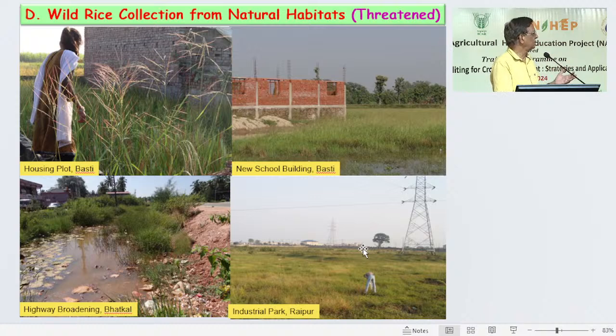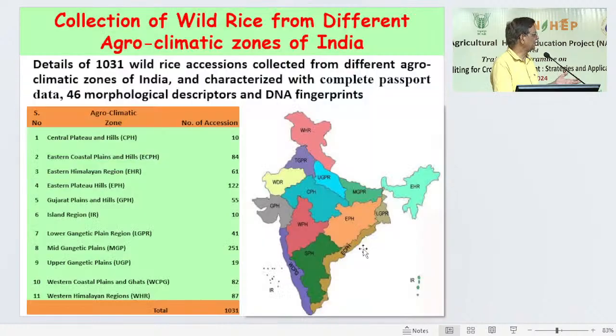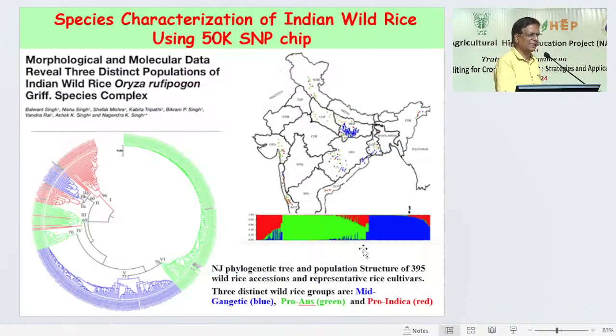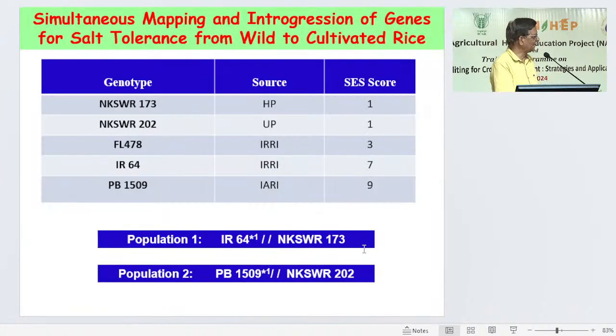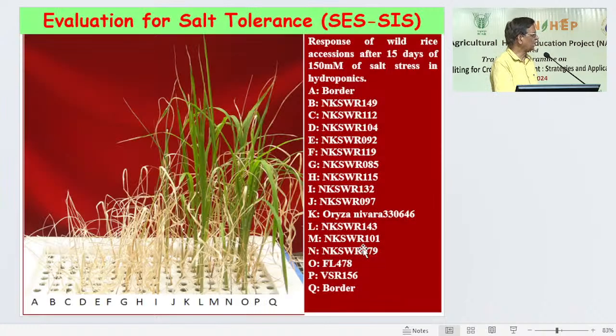I have collected 1,000 of them from different parts of the country and studied their population structure. I am not going to detail, but I screened them for different traits. Once again, this is trait discovery, and then I found certain lines which are more tolerant to salt than the best of the landraces. Like this is the Pokkali. It is tolerant, but certain wild rice are even better than that. So that means they have better alleles of those genes.